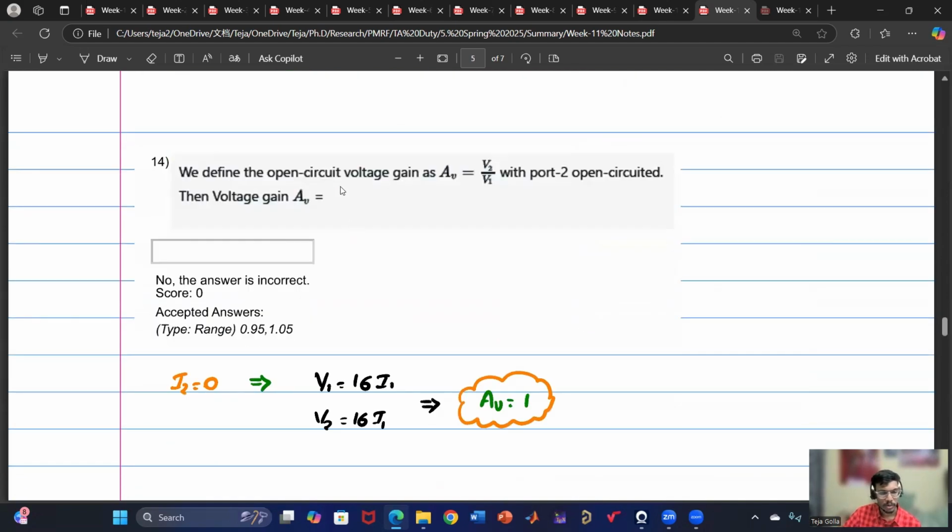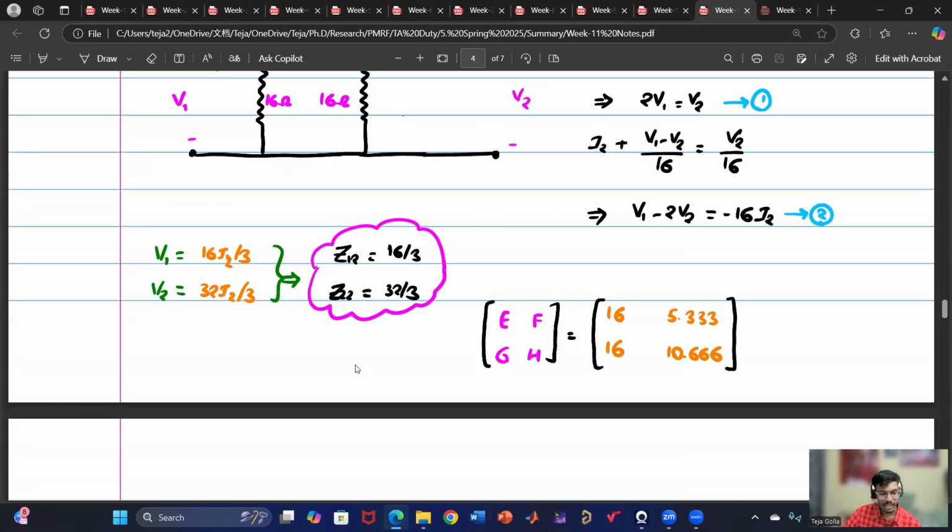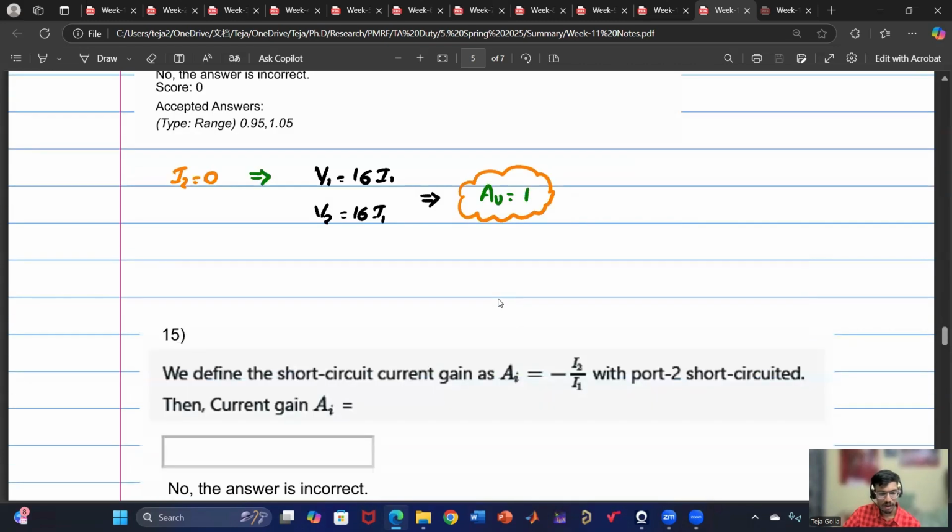And here we have seen four other things. One is the open circuit voltage gain, which means port 2 is open circuited, means I2 is 0. Then what is V2 by V1? We have solved. And we didn't actually solve the circuit again. From these equations only, we have obtained all this.